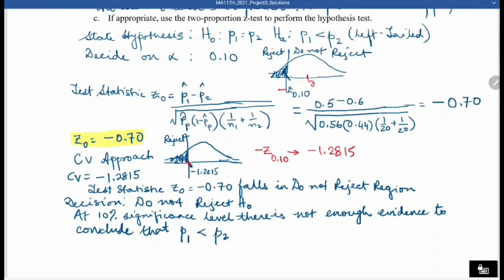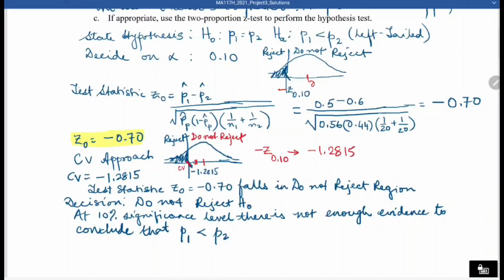All right, so the test statistic, we bring our test statistic of negative 0.70, and we see that it falls to the right of the critical value. If this is the center point, then negative 0.70 will be to the right of wherever the critical value is, which is the do not reject region, isn't it? So the decision will be to not reject. All right. So at the 10% significance level, there is not enough evidence to conclude that p sub 1 is less than p sub 2, is how you're going to interpret this.